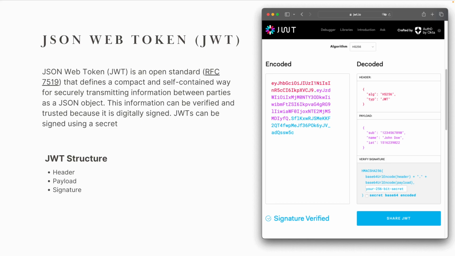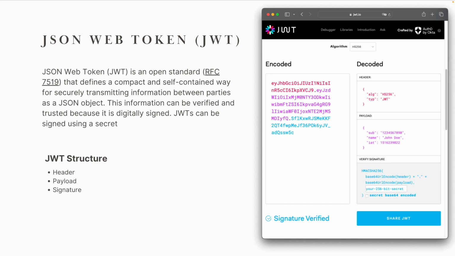The third part is the signature. To create the signature part, you have to take the encoded header, the encoded payload, and the secret, right? The secret is very important. You got to make sure that nobody has it but you. And the algorithm specified in the header, and sign that all together. The signature is used to verify that the message was not changed along the way. And in the case of a token signed with a private key, it can also verify that the sender of the JWT is who it says it is, right?